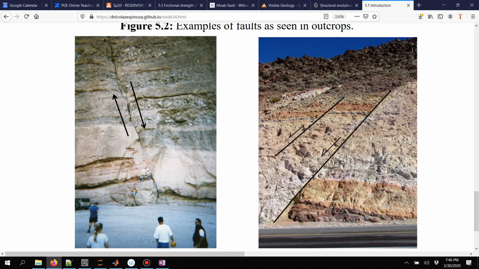So it's very important that you remember that the current orientation of faults doesn't tell you what the current stress regime is. It tells you what is the stress regime that caused that particular fault. But today, it might be different to what caused that fault to begin with.